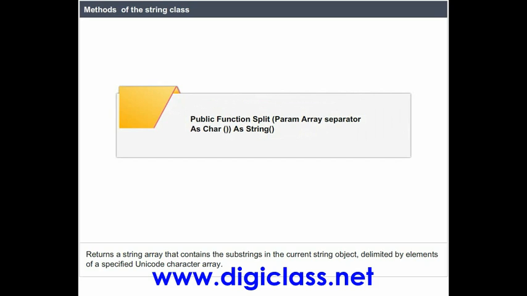Public function Split(ParamArray separator As Char()) As String(). Returns a string array that contains the substrings in the current string object, delimited by elements of a specified Unicode character array.